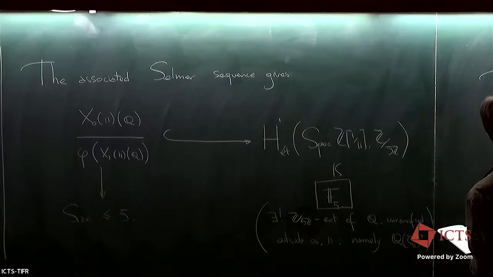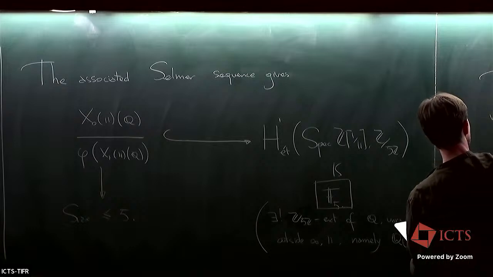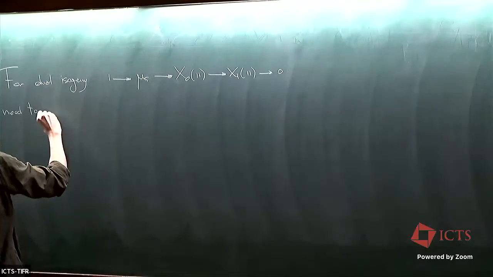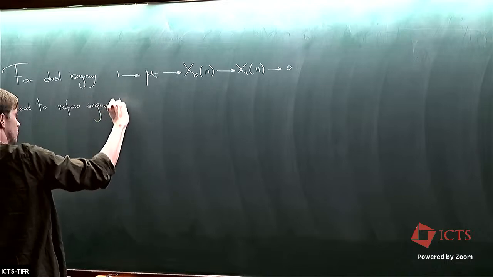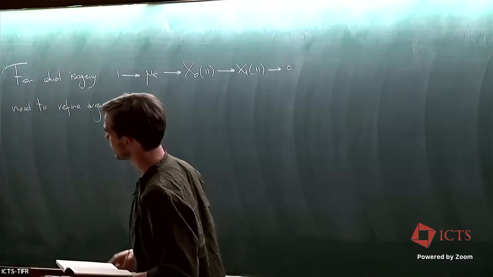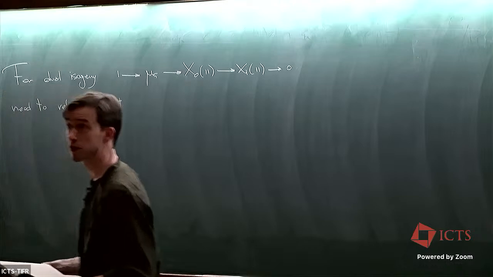So for the dual isogeny, and this isogeny goes this way, we need to refine the argument. I'll explain next time how to do that. And the way that this is done uses quite technical tools. So we'll use, instead of the Étale cohomology, which is already technical enough, the finer flat topology. So we'll use the flat cohomology.